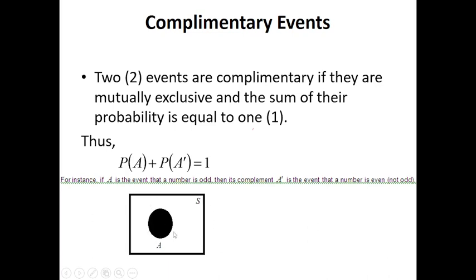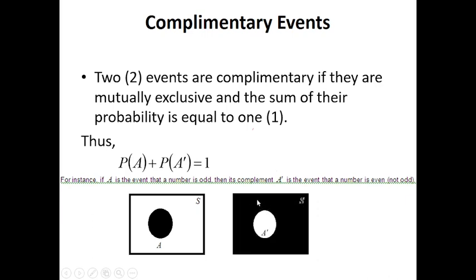If this is event A and the sample space, ito yung A prime, yung black portion. Yung black portion dito, ito yung A prime. Ito yung event A. Yung A prime, yun yung outside ng event A, yung black. Okay? Pag pinag-add mo yung dalawa, probability of A plus probability nung naka-black.